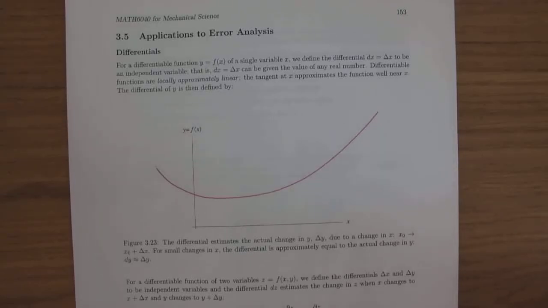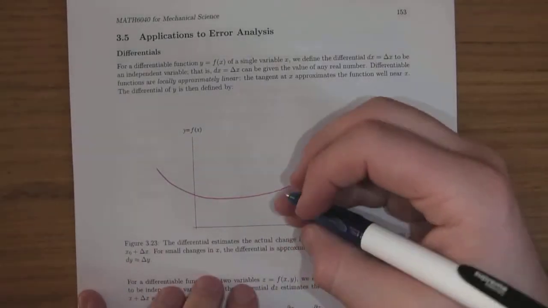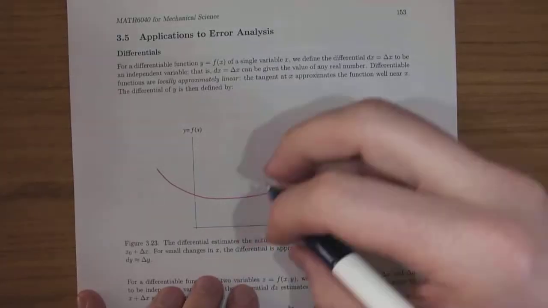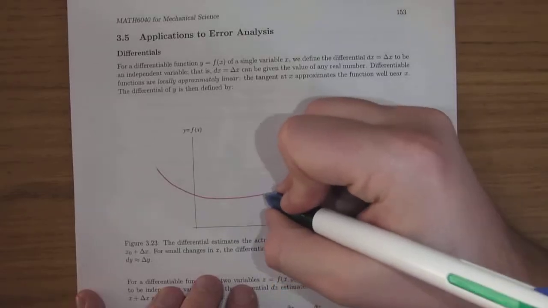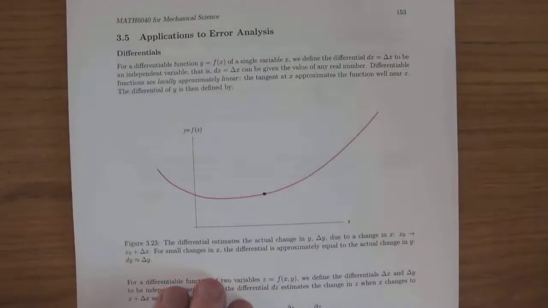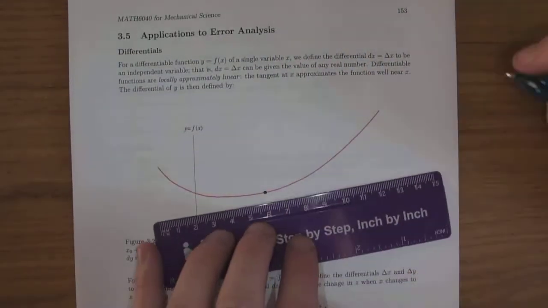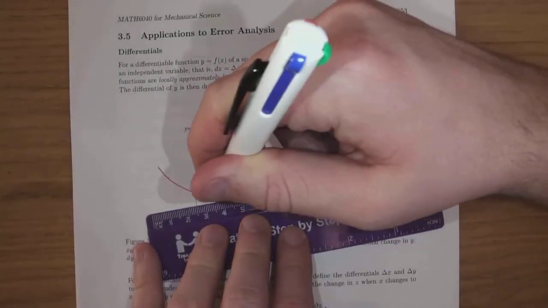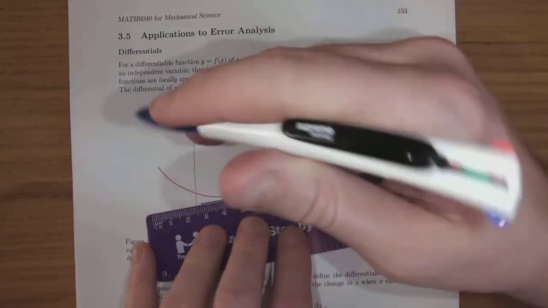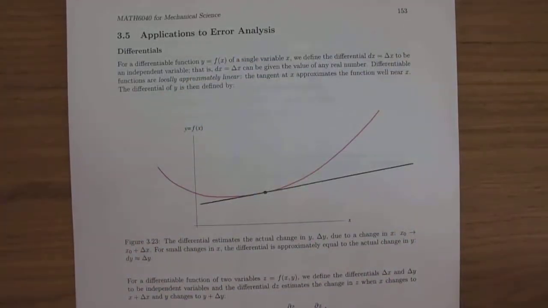Differentiable functions are locally approximately linear, and what that means is the function looks like it's tangent near specific points. So let's say we want to go with, it's difficult to choose which point to choose. Let's take this point here. And we know that near this point, the function looks like it's tangent, something like that. So that's the tangent.